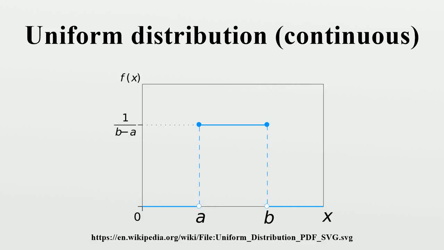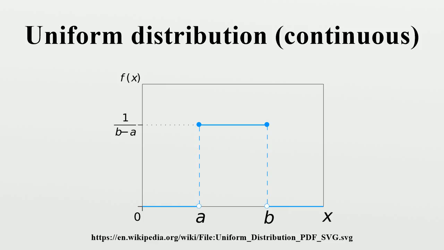In probability theory and statistics, the continuous uniform distribution or rectangular distribution is a family of symmetric probability distributions such that for each member of the family, all intervals of the same length on the distribution's support are equally probable. The support is defined by the two parameters, a and b, which are its minimum and maximum values. The distribution is often abbreviated U(a, b).